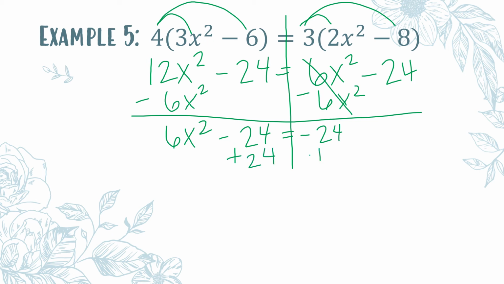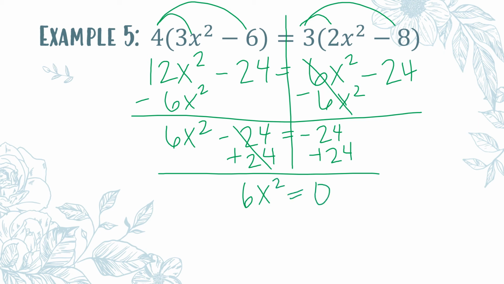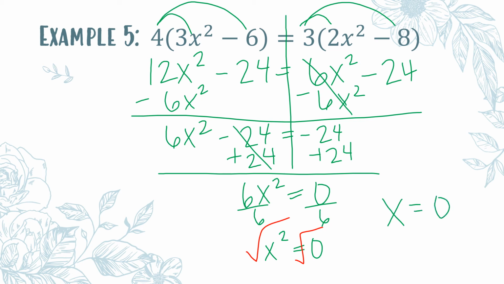Add 24 to both sides. And don't panic at this step, okay? Negative 24 plus 24 is 0. So we get 6x squared equals 0. But we can keep going. Divide by 6. 0 divided by 6 is 0. And then if I take the square root, the square root of 0 is just 0. And again, we don't need to put a plus minus in front because it's not positive or negative. So x equals 0 is my final answer.